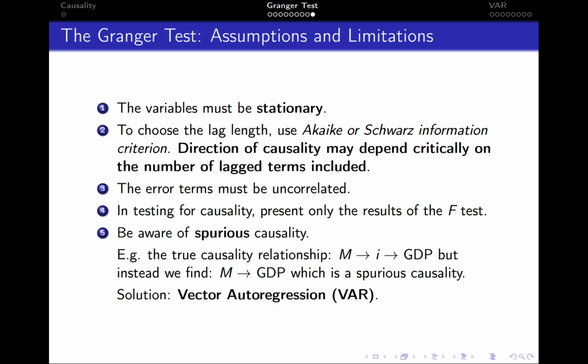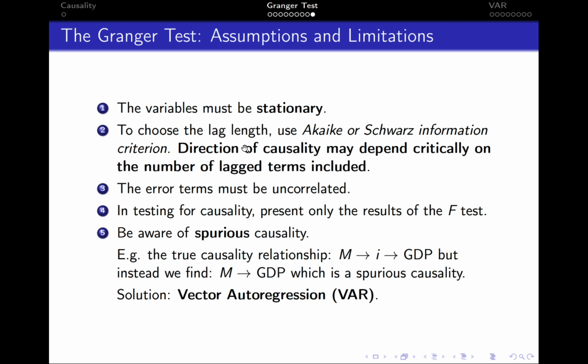The choice of lag length is very important because the direction of causality very much depends on the number of lag terms included. Sometimes you will see that when you include 2 lags and when you include 3 lags, you get a completely different picture. Therefore, you need to be very sure and confident that you've chosen the correct lag length. Another important assumption is that the error terms must be uncorrelated. If it happens that they are autocorrelated, again, you need to apply the techniques that we learned during the autocorrelation lecture to make the error terms uncorrelated.